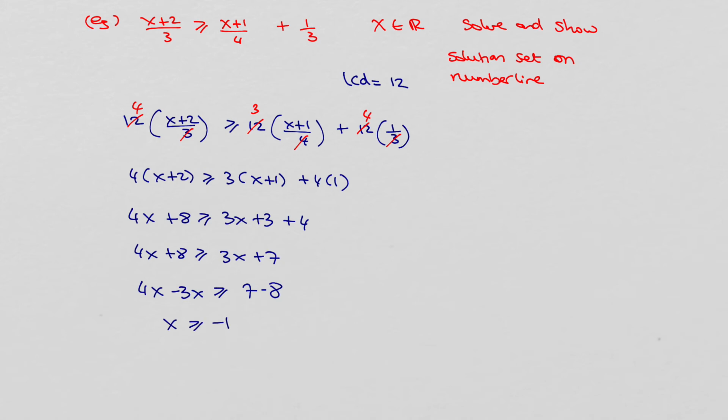So again, because I'm looking at x as an element of the real numbers, if I'm drawing this solution set on the number line, greater than or equal to minus 1 means I'm going to put a full circle on minus 1, and it's greater than, so my number line is going towards the right-hand side. So a nice big arrow and a nice solid line on the right-hand side.